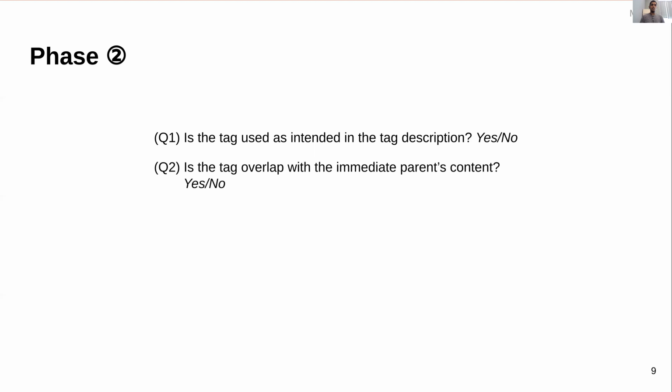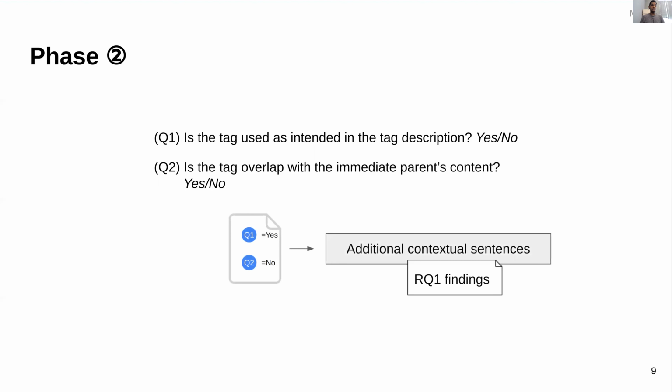The second question is to determine whether the tag is overlapped with its parent content. For example, if the sentence came from an answer, the immediate parent is the Stack Overflow question of that given thread. If it came from an answer comment, the immediate parent is the corresponding answer. If the tag is not overlapped, we say no, otherwise we mark it as yes. When we get yes for question 1 and no for question 2, that indicates that the sentence contains additional context, which we will use to answer research question 1.